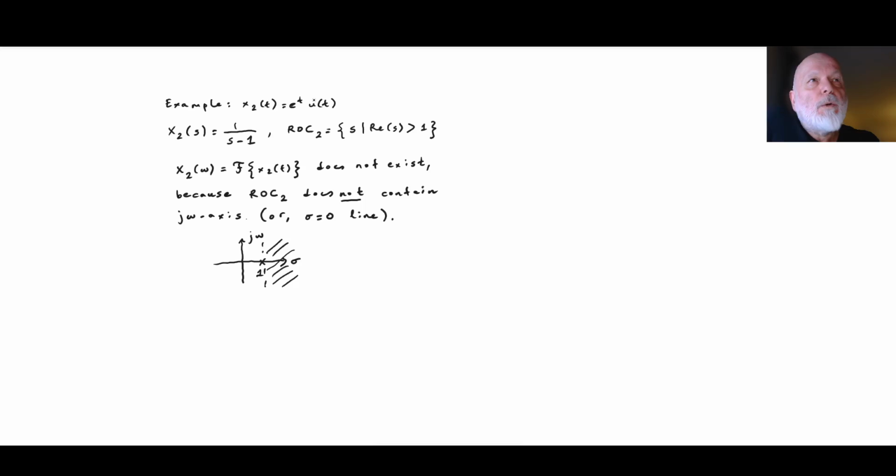So, in summary, we can obtain the Fourier transform of a signal from the Laplace transform expression by substituting s equal to j omega only if the region of convergence contains the j omega axis, or sigma equal to 0 line.